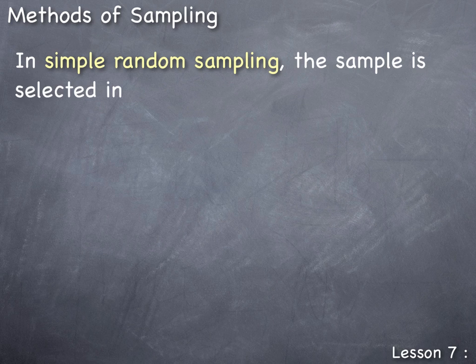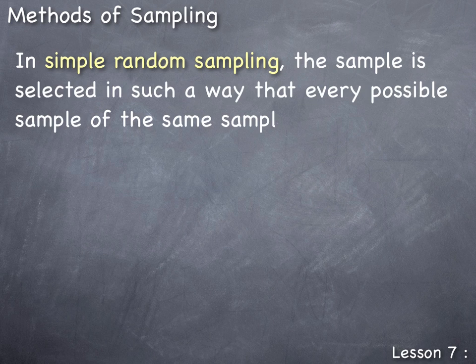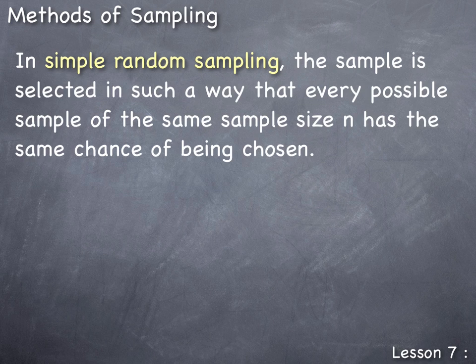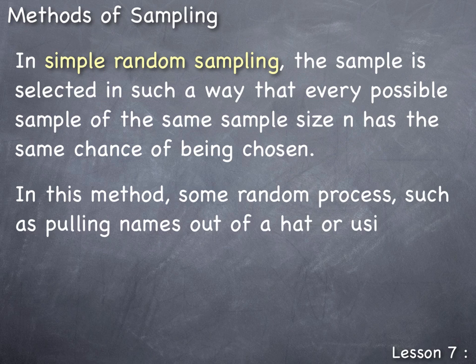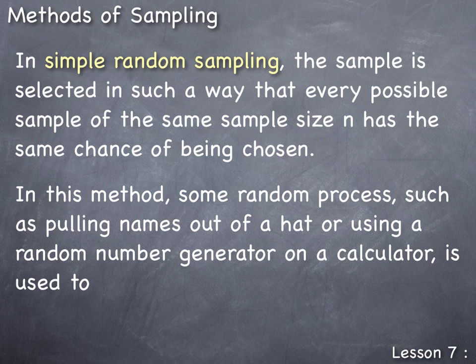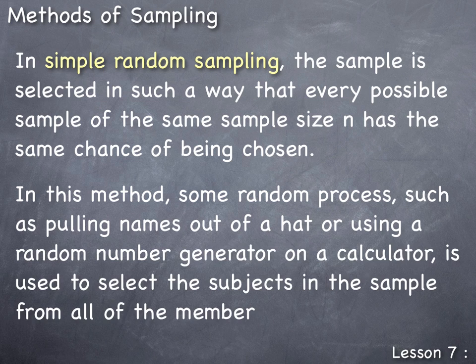In simple random sampling, the sample is selected in such a way that every possible sample of the same sample size n has the same chance of being chosen. In this method, some random process, such as pulling names out of a hat or using a random number generator on a calculator, is used to select the subjects in the sample from all of the members in the population.